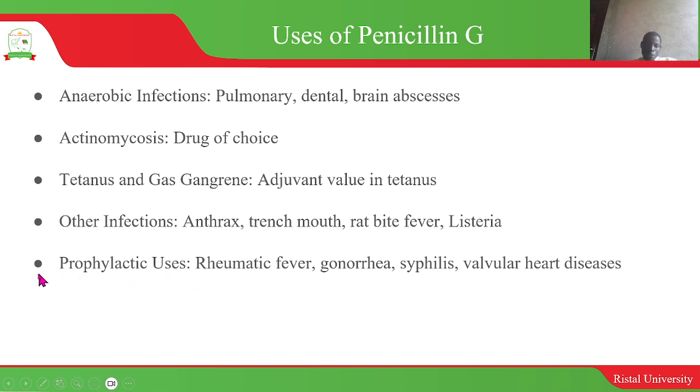In prophylaxis, we use penicillin in conditions of rheumatic fever. People with rheumatic fever have to be given penicillin so that their cardiac valves, the heart valves, are protected. Also in gonorrhea, syphilis, and valvular heart diseases.